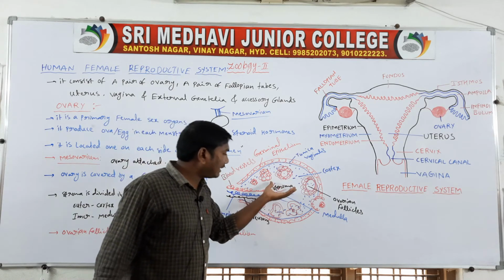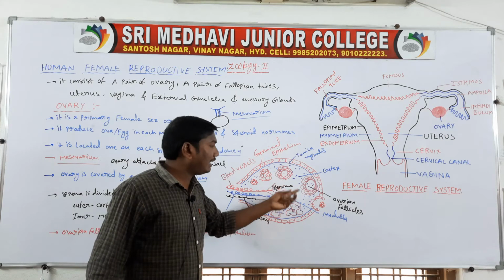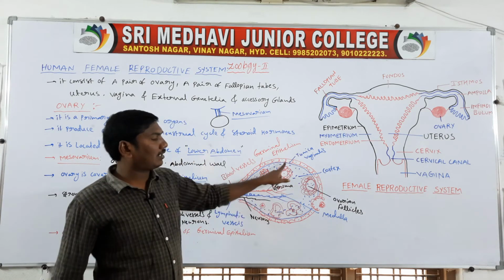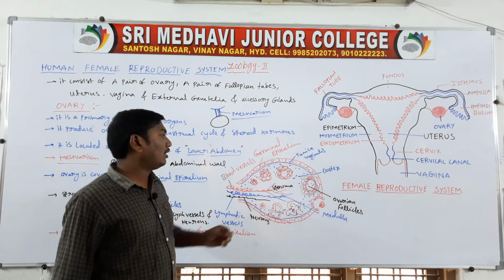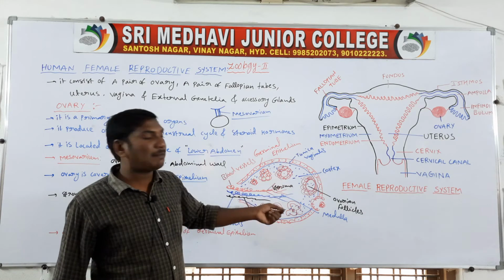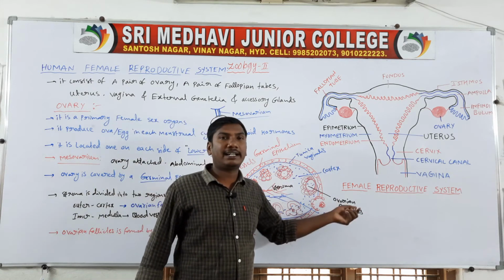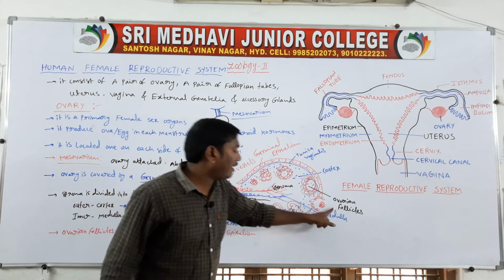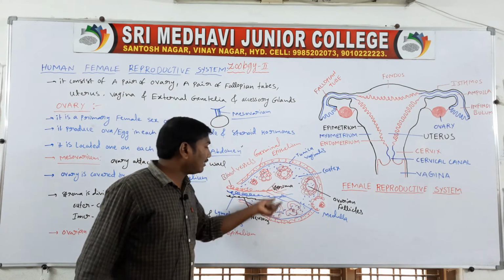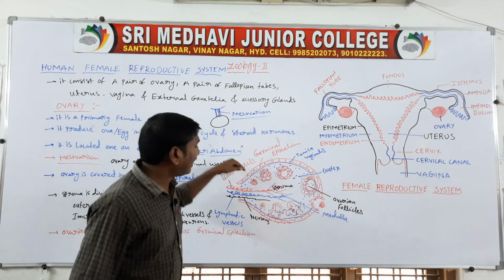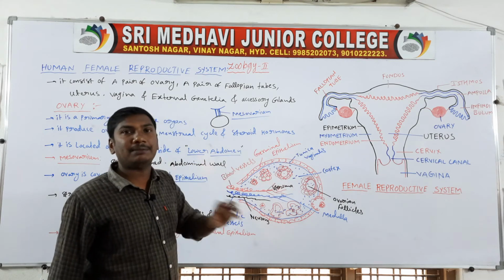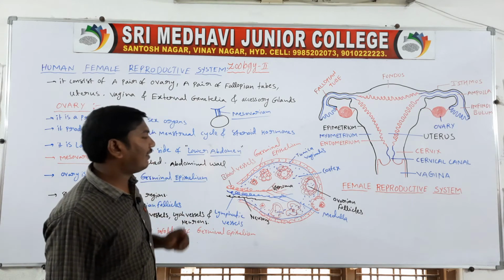Next one, the inside of the ovarian stroma is divided into two regions: outer cortex region and inner medullary region. The outer cortex region contains various stages of developing ovarian follicles. Next one, these ovarian follicles are formed by the infolding of germinal epithelium, the formation of ovarian follicles.